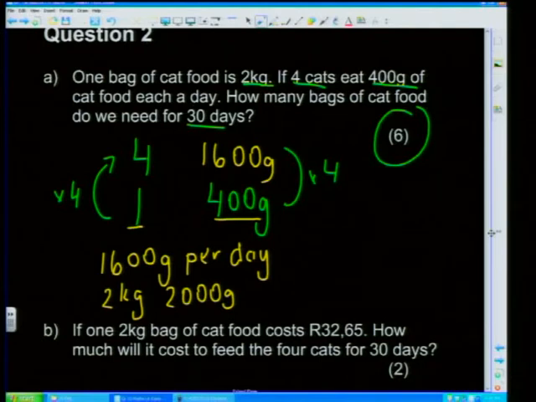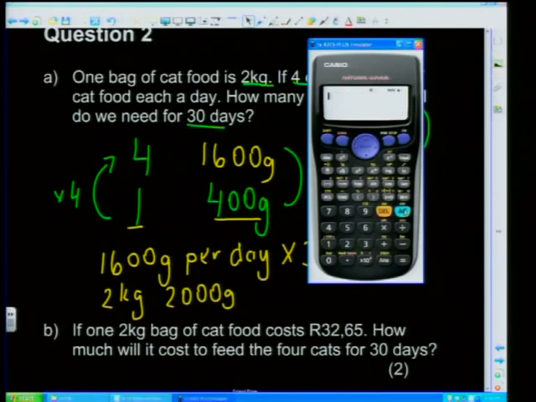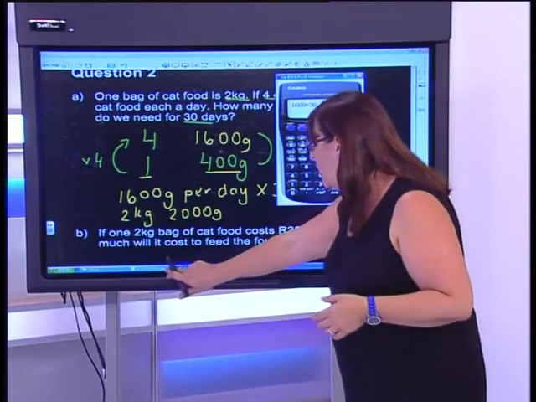Right. But before I can tell you how much I need for the month or how many bags, I'm going to work out how much I need in 30 days. So if that's per day, let's times this by 30 to get an answer of what we need per month. So I've got 1,600 grams times by 30. And in actual fact, right now, I'm noticing that it probably is easier for me to work in kilograms rather than grams. And we can go back to that.